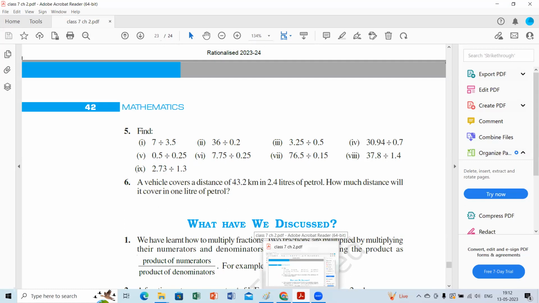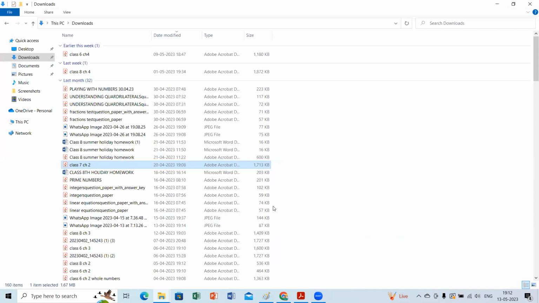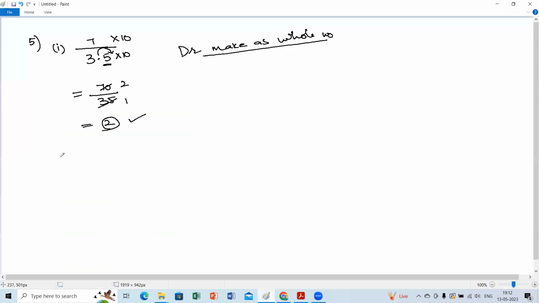So 36 divided by 0.2. Right, Meghna. Good. You can turn on your cam, that's mandatory. 36 divided by 0.2. Here too it's the same thing. Which number should we multiply on both sides? Quick.